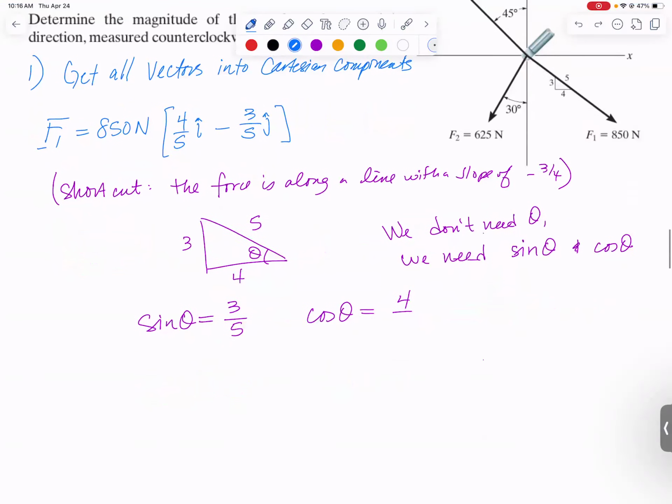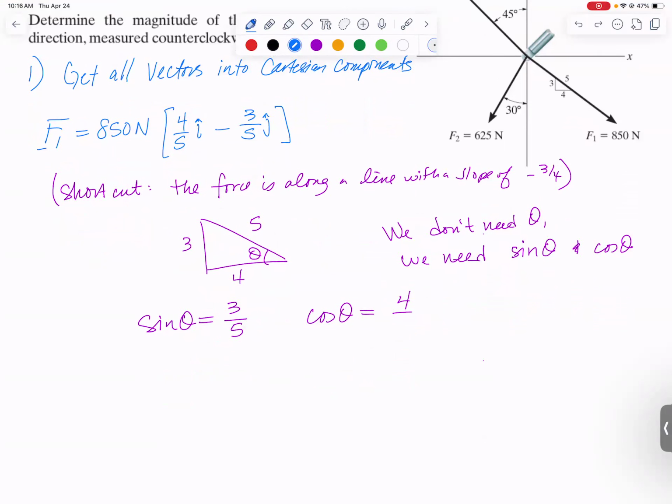F2 is pointed down and to the left with that 30-degree angle. So for F2, the magnitude is going to be 625 newtons. And then the direction to get the x component is opposite. If this is a triangle, it's the side opposite the 30-degree angle. So we'll use sine of 30, and it's pointed to the left. There's your x component. And then the y component is the other one. It's the adjacent side, and it's also pointed down. So minus cosine 30 degrees J.